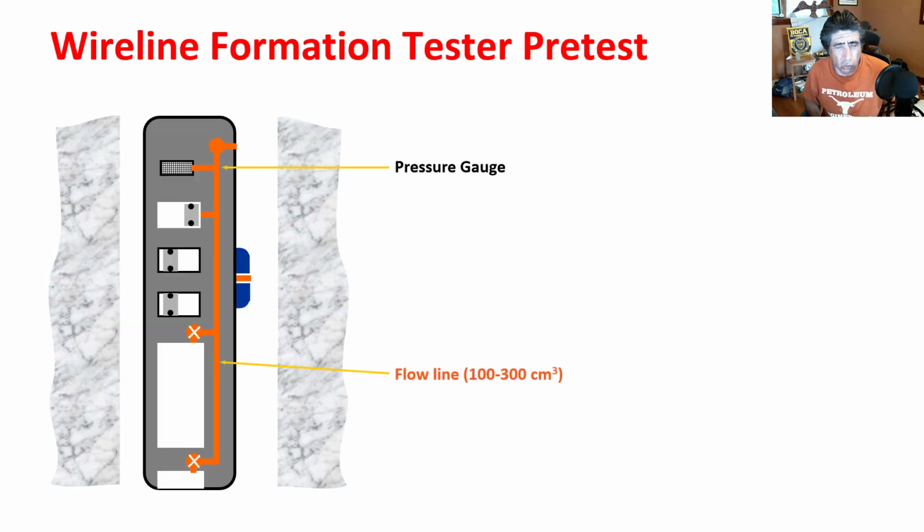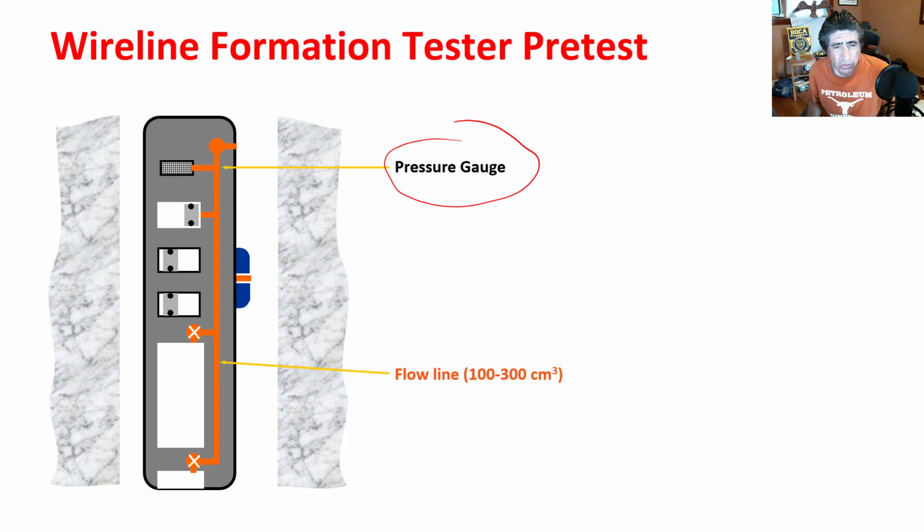The way these tools work, I'm going to show you the general principle. So they come to the borehole, and they have a pressure gauge. That's an important point, the pressure gauge, and they have a flow line. So the first thing that happens is that the tool is fixed in the borehole. This is a stationary measurement. The tool cannot move when you make this measurement.